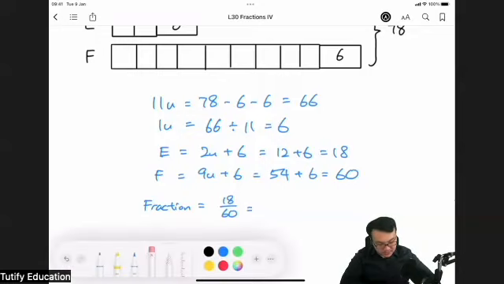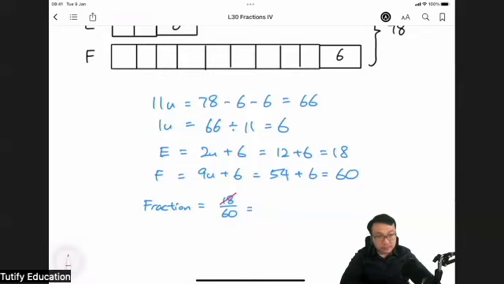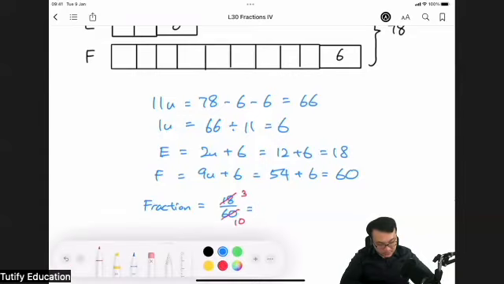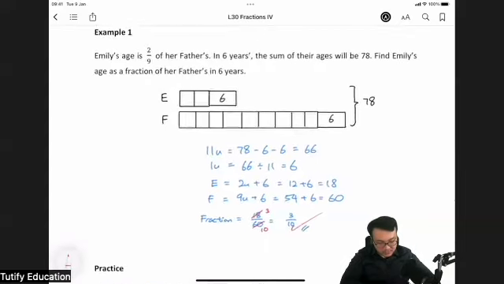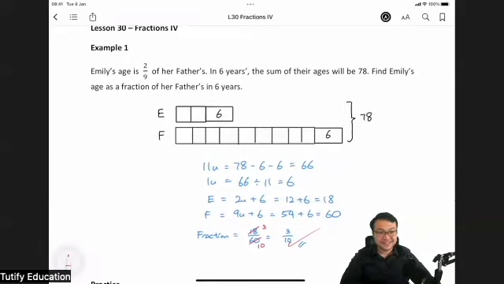Okay, so let's divide by 6. Can we divide by 6? 18 divided by 6 is 3. 60 divided by 6 is 10. So you got 3 over 10. Well done, Alexander. So how was this question? Easy? Okay. Anyone has any questions? Raise your hand, students.